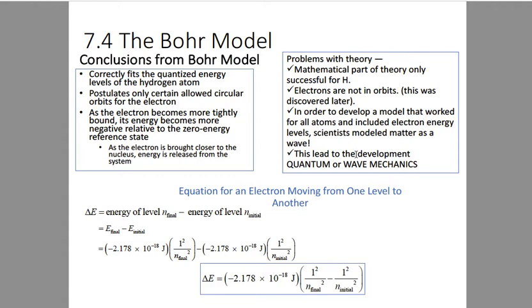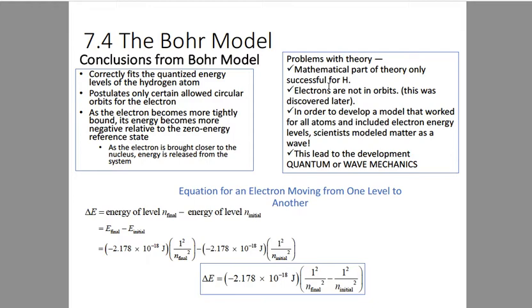So there are obviously some issues with Bohr's model as well, right? Mathematically, this only works at predicting one-electron systems. It doesn't work for a 2-electron or a 3-electron system. The electrons are not in orbit, right? We figured that out later. That's what we said, right? A disk versus a sphere.